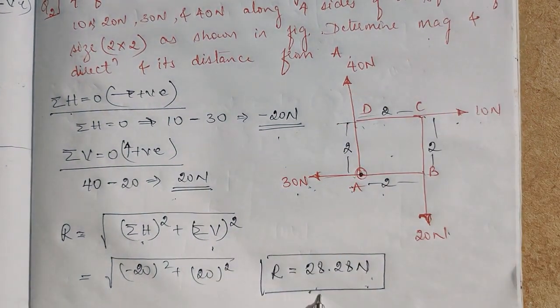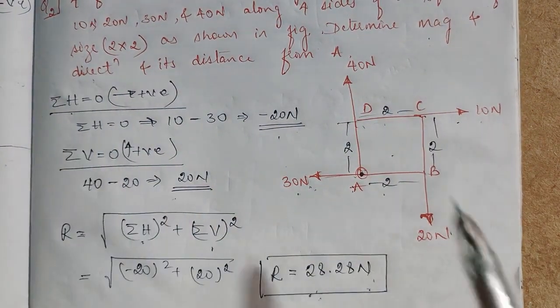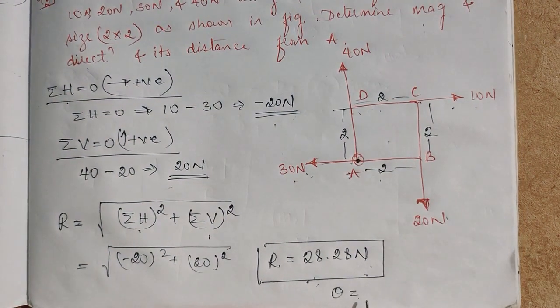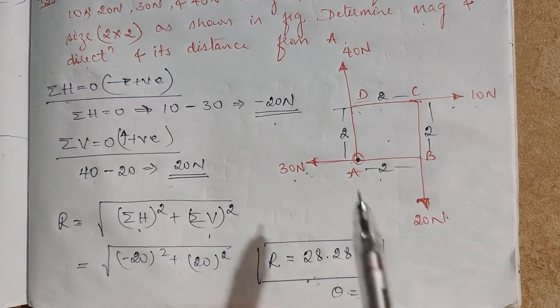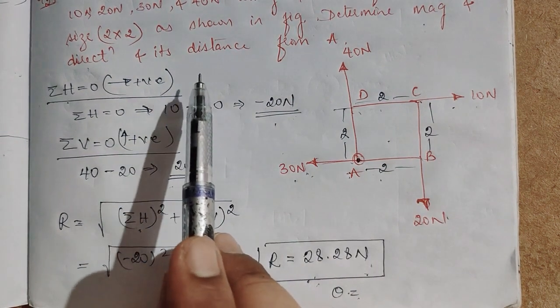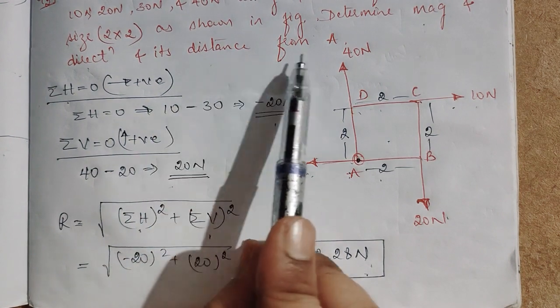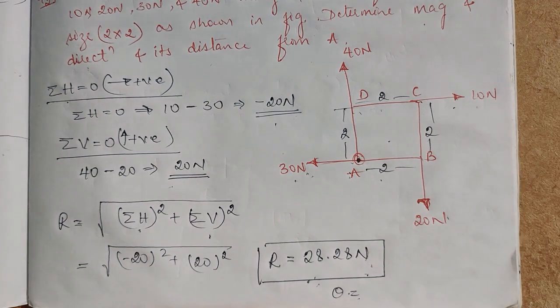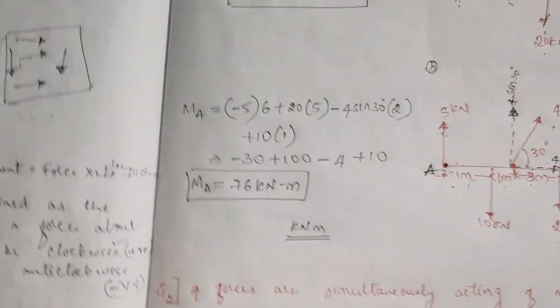Yes, we have determined the magnitude. We have to find direction. So direction is given by what? Theta. The angle theta is given for the direction. So we have to find theta, and we also have to find the distance from A. We have to find D. Okay, and we have to locate where the R point actually exists. Okay, next page.